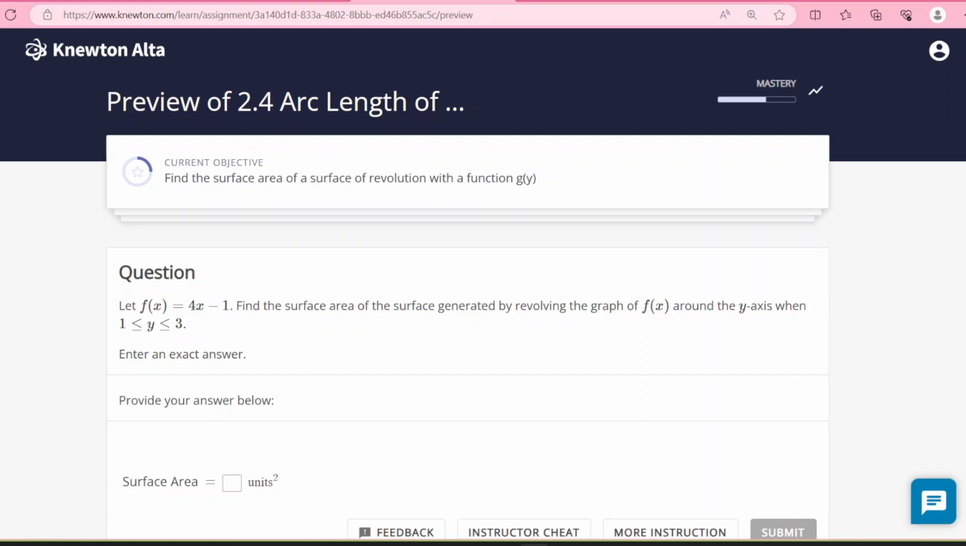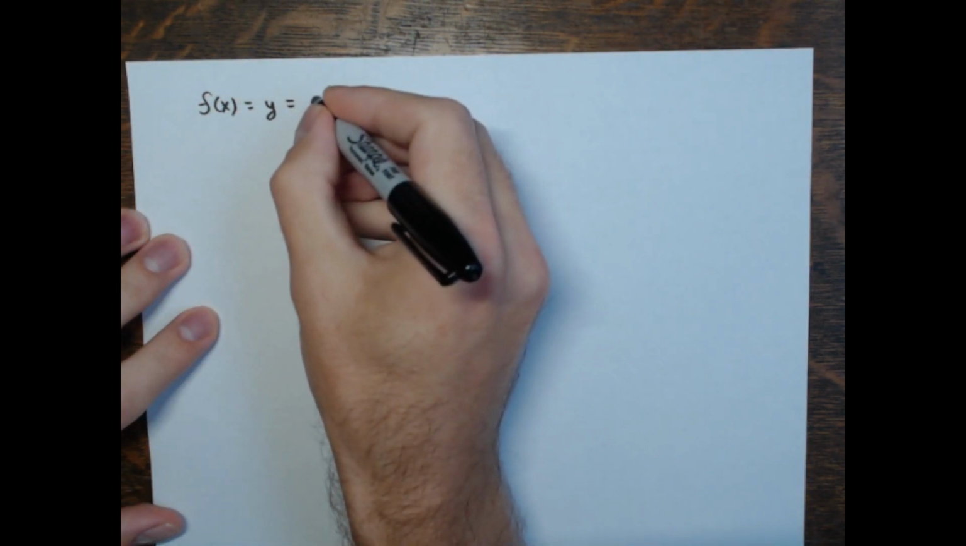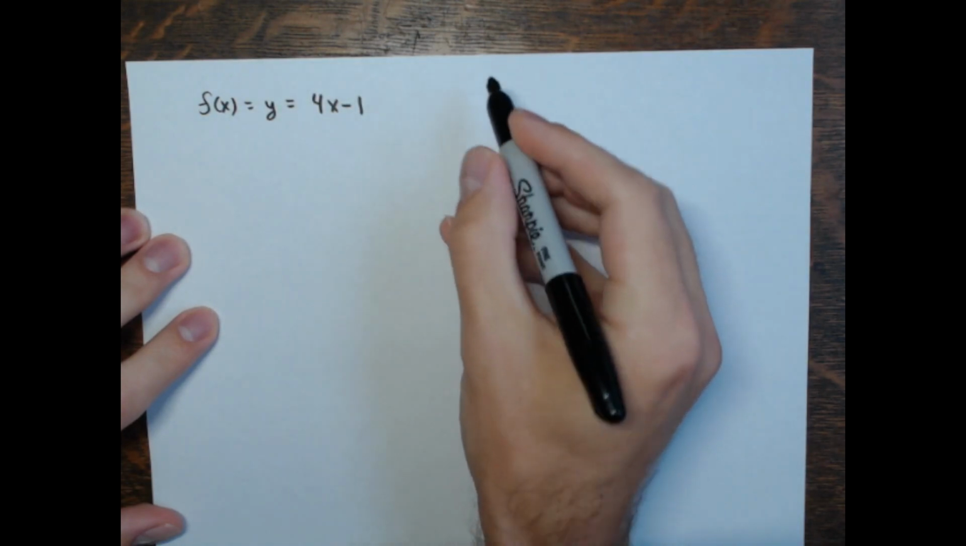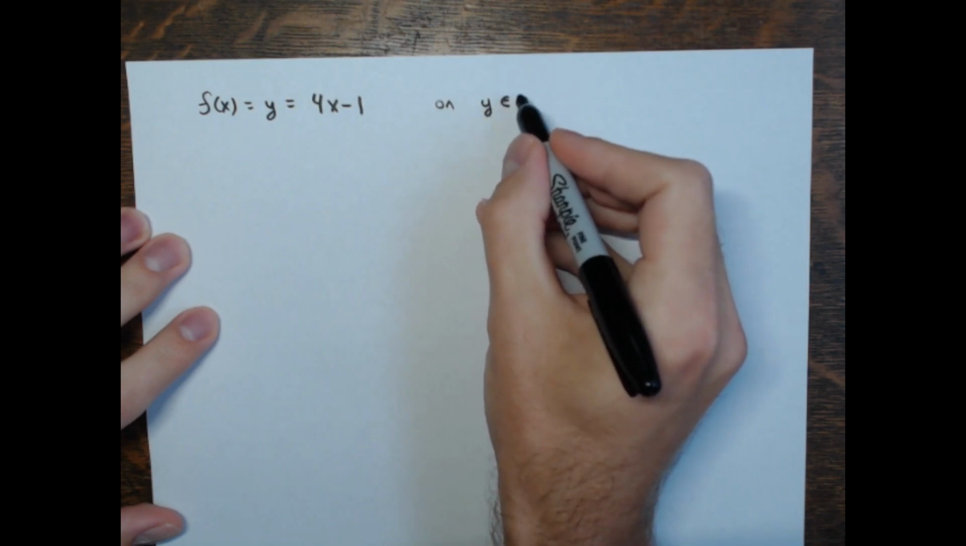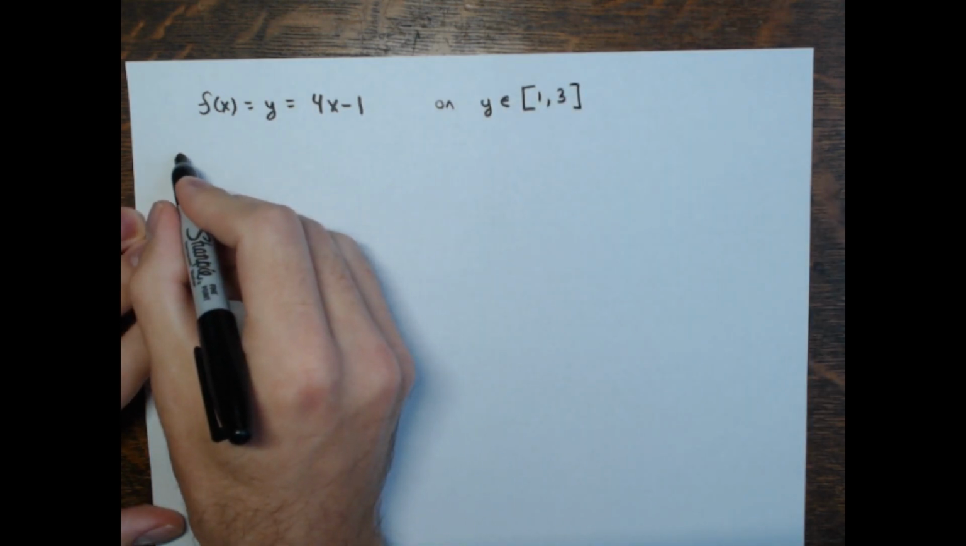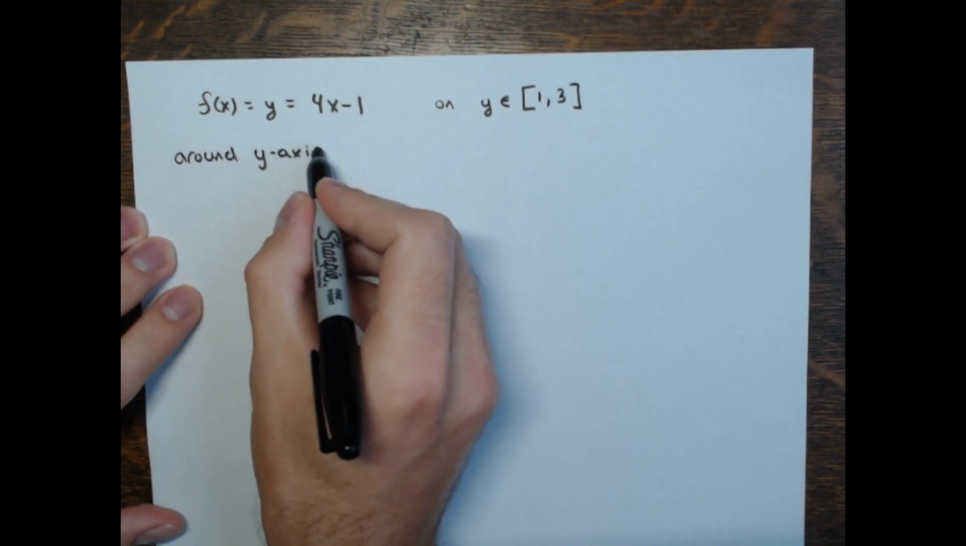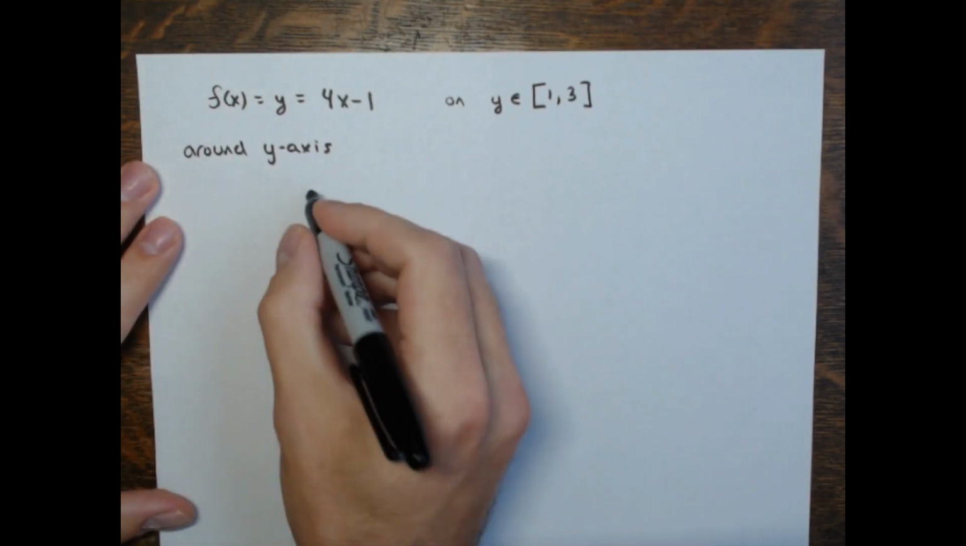All right, so once again, I am not going to draw the curve, even though it wouldn't take that long. What the heck, it's only a straight line. I'll draw the curve. It's straight. Yeah, I know what it looks like. So yeah, we are given this function, right? f of x equals, or y equals, 4x minus 1. And we're on the interval on the y-axis, though. They give us y values. y is between 1 and 3. And we're taking this piece of curve and rotating it around the y-axis, right? And find the volume of the surface created.